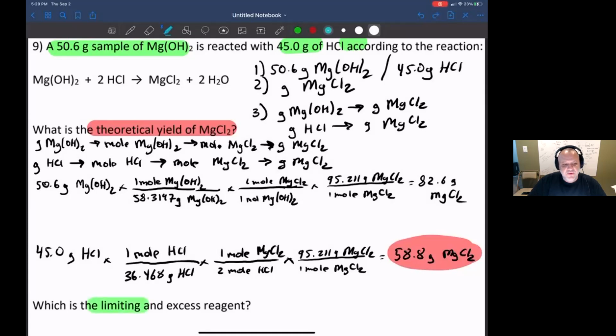What about the limiting reagent? Well, the limiting reagent is the one that controls the theoretical yield. It's the one that runs out first. So that was the HCl. And that makes the magnesium hydroxide the excess reagent.